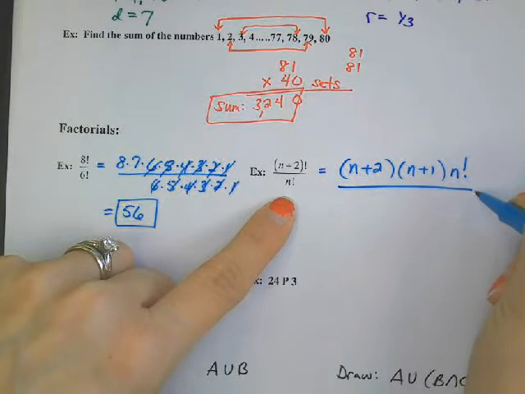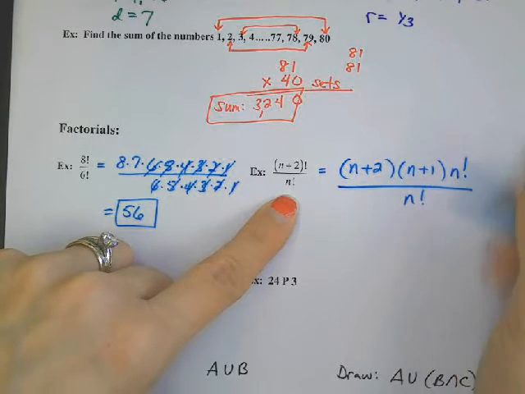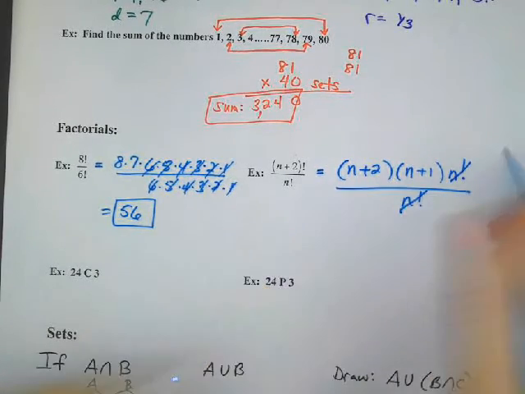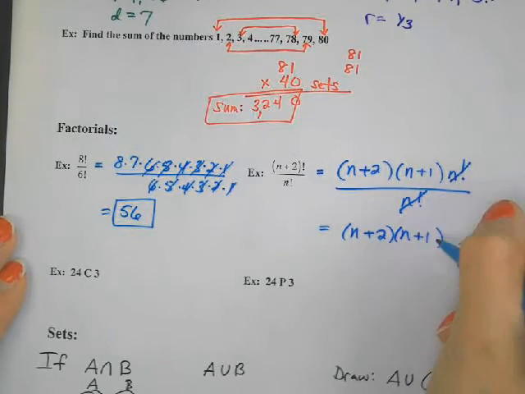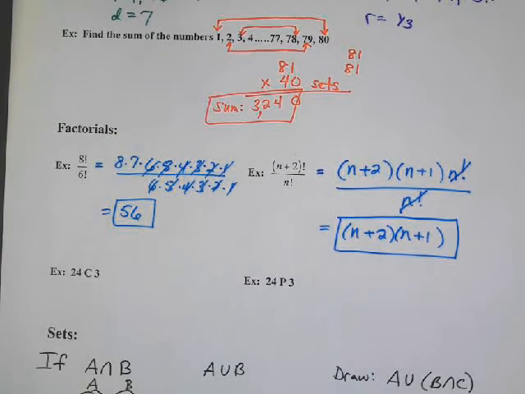Because n and all the numbers less than him can cancel with n and all the numbers less than him. This is a whole bunch of numbers canceling with a whole bunch of numbers. And so all you would have here is n plus 2 times n plus 1. Or you might have to multiply it out depending on how the answers looked. Okay, so make sure you know what factorial means and be prepared for a problem with letters.